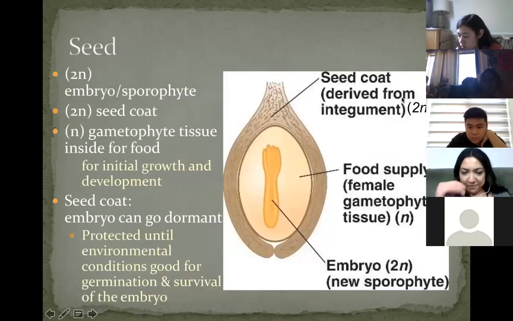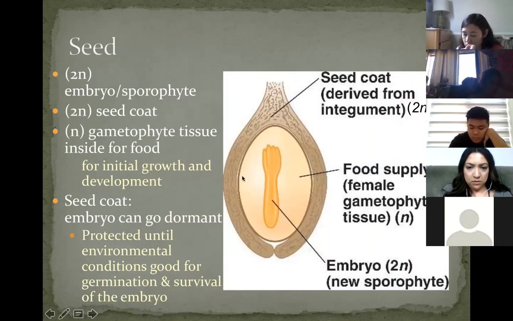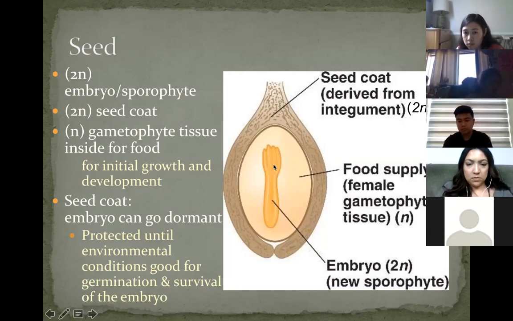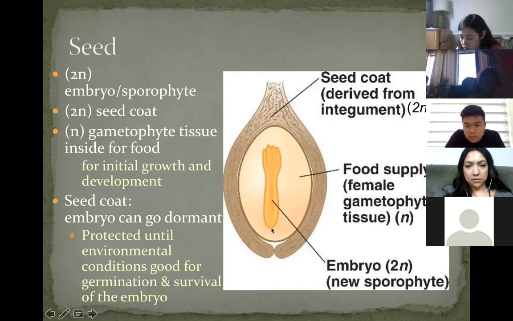Okay, so once the seed is mature, there are going to be 3 different generations. You have your diploid seed coat. So remember that the seed coat is from the integument. And then you have your haploid female gametophyte. This is essentially acting as your food supply to the diploid embryo. So again, 3 generations: a diploid seed coat, haploid female gametophyte, which is the food tissue for the diploid embryo. That's that chicken-looking hand in the center.